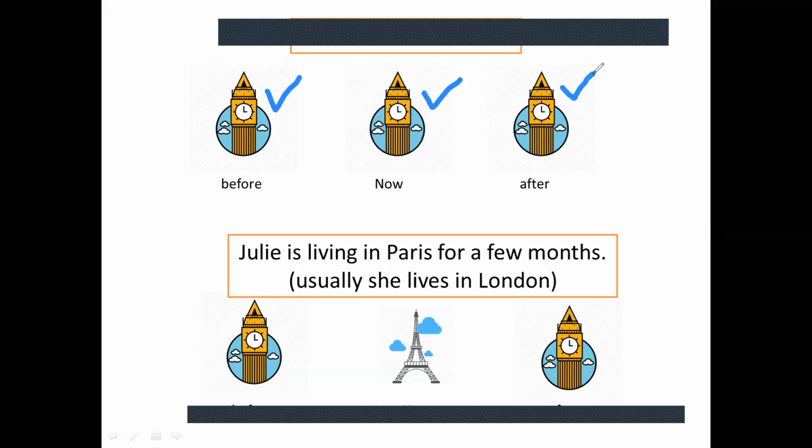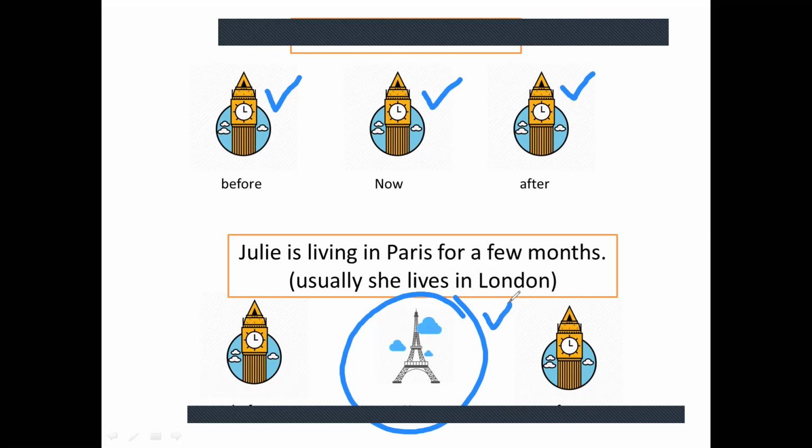But for the present continuous, Julie is living in Paris for a few months. Usually, Julie lives in London. Here, right now, for a few months, Julie is living in Paris only for a few months. But before, in the past, Julie was not living in Paris. She lived in London. And after these few months, most likely Julie will go back and live in London. Like this.